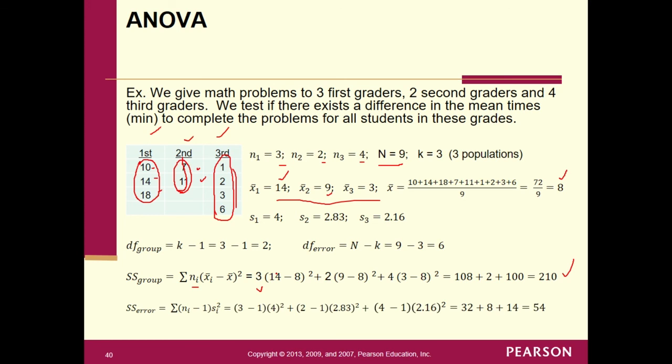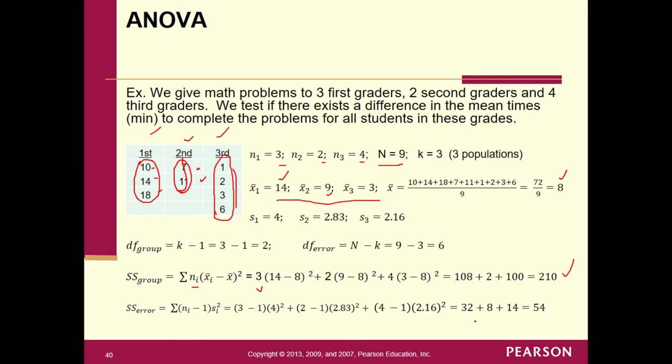How about SS error? All right, so we have to take the standard deviations. We had 4, 2.83, and 2.16, right? And so we go ahead and square each one of those. So we square the 4 and multiply by n minus 1, and then keep on doing that, right?